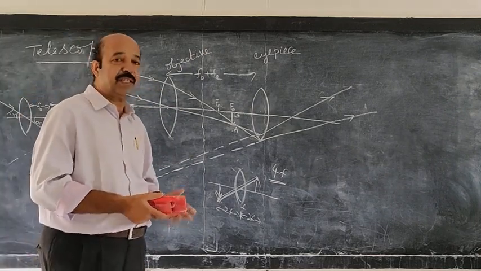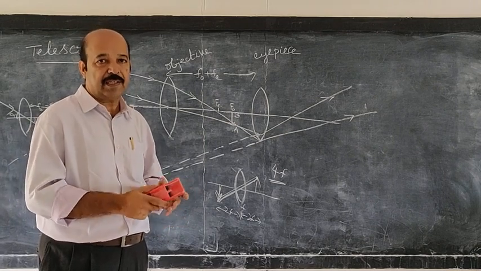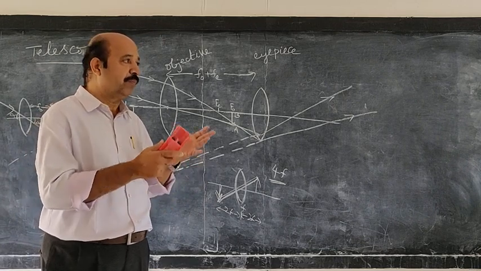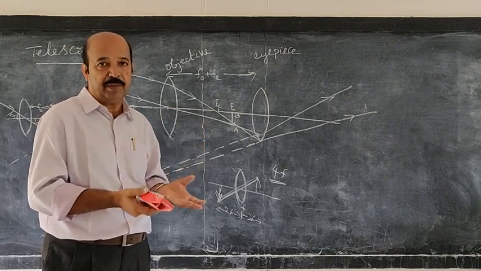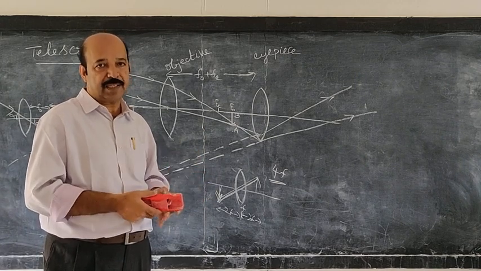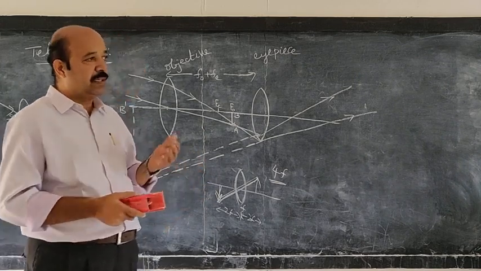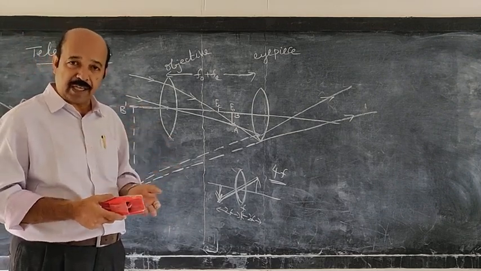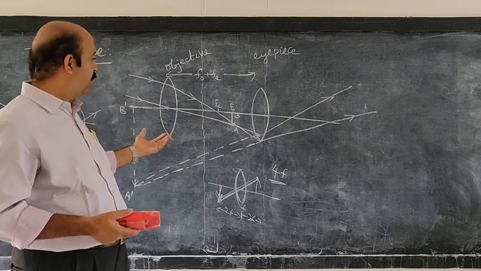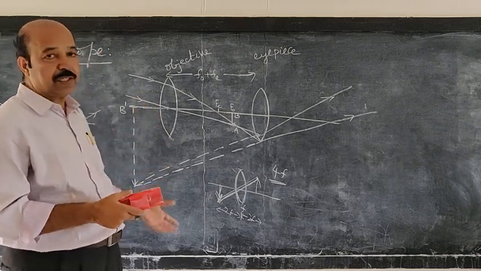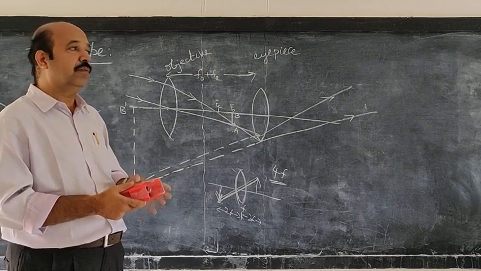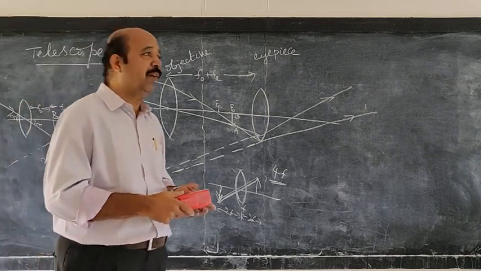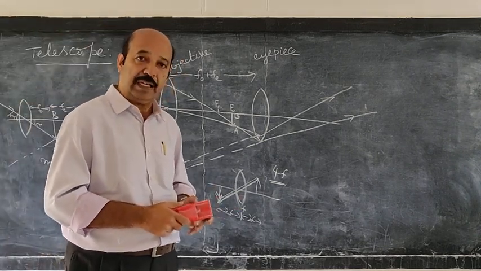But it is difficult to prepare such heavy lenses because of their weight. It is difficult even to provide a frame to support such heavy lenses. So in order to avoid these problems, that is, optical effects like chromatic aberration and spherical aberration, and the problem of supporting and making such huge lenses, reflecting type telescopes were developed by Newton and others.